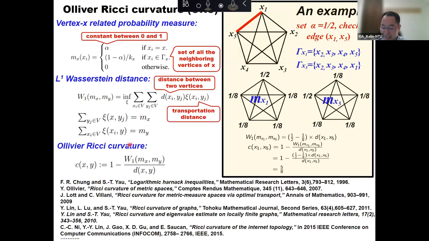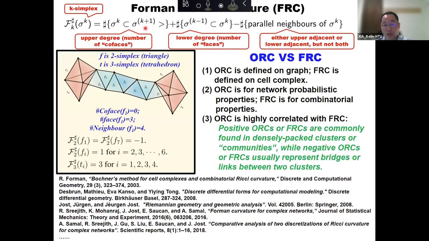Another thing is this Forman Ricci curvature. It's a little bit easier. It's related to the upper degree, lower degree, and the adjacent atoms. So using these, you can have the Ricci curvatures for the whole simplicial complex systems. And again, they are highly consistent with each other, even though the values may not be exactly the same. Most commonly, the positive curvature is found in densely packed regions, and the negative curvature is found in the linking regions between the clusters.